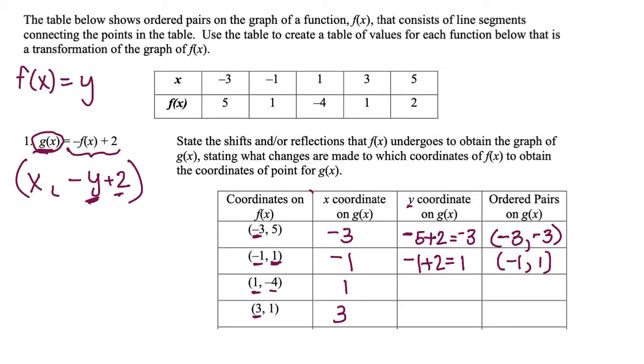Alright, the next one is going to be the opposite of y, so that's a positive 4 plus 2, which is 6. So the coordinate is going to be 1, 6. Alright, the next one, the opposite of y, so that's going to be negative 1 plus 2, so that's going to be a 1. And so my coordinates would be 3, 1.